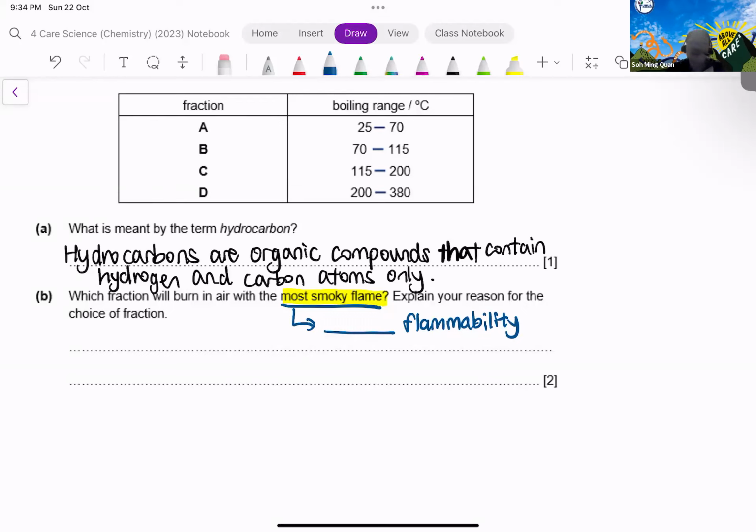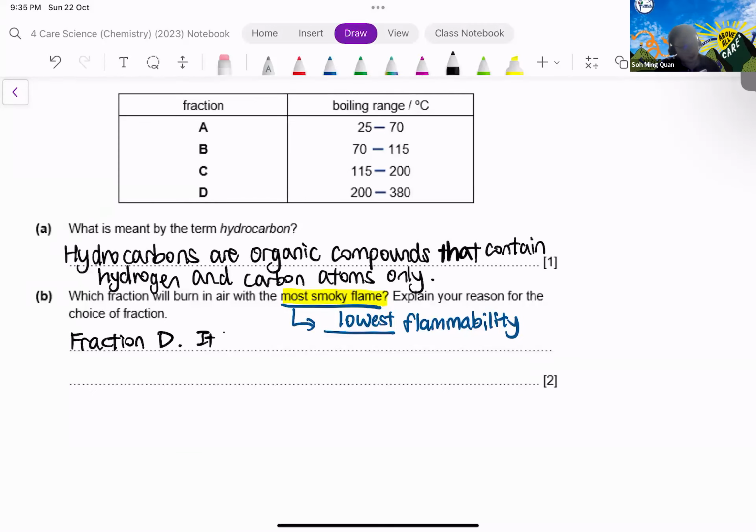So most smoky flame means what? Burns well or doesn't burn well? So if you were to think about it, would you want a flame to be smoky? If a flame is smoky means what? Wow, it's producing lots of smoke, lots of soot. It's not burning well. If the flame is smoky, something is not right, right? So it's low flammability. All right. So which fraction will have the lowest flammability in this case? So obviously, between A, B, C, D, it should be fraction D. Fraction D will be the lowest flammability.